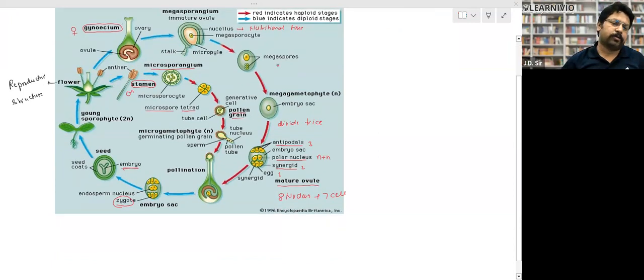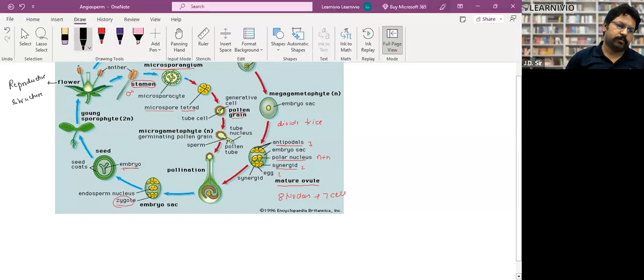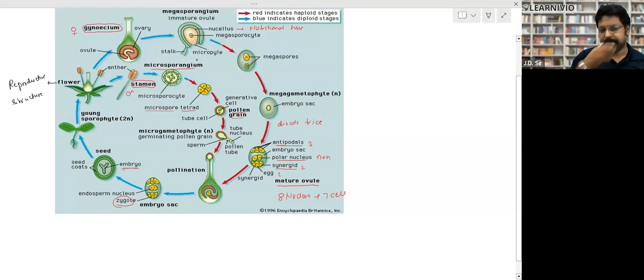Tell me, is it clear or not? Yes, sir, it's clear. You must have gone through this. Yes, sir. In 10th class, this diagram was there.